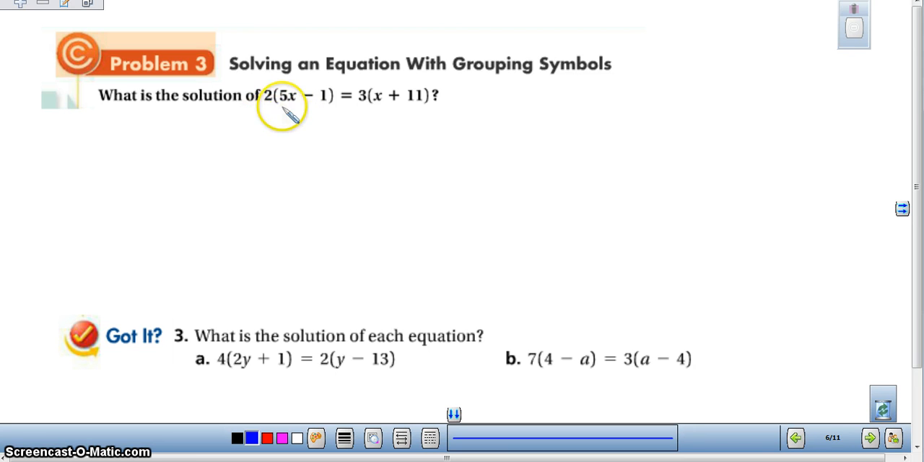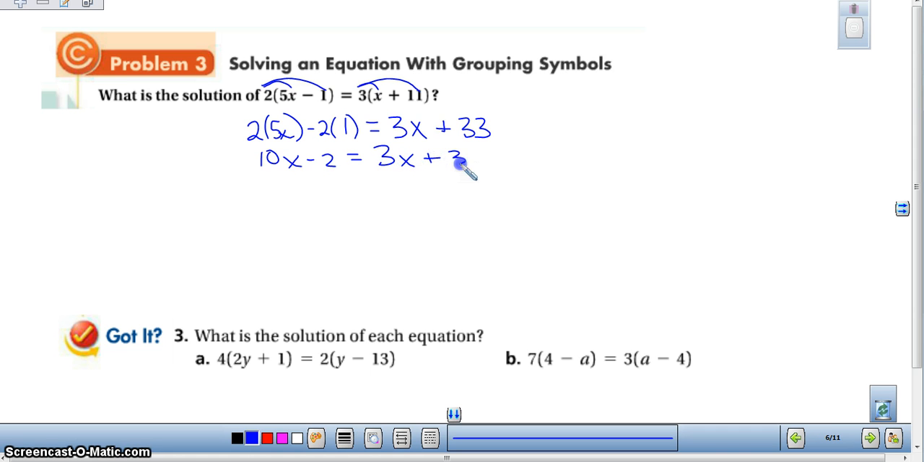What if you have the grouping symbols? The first thing we want to do is eliminate them. So if we are multiplying this out, again, some of you might be writing this step, 2 times 5x minus the 2 times 1 equals, some of you might be able to go right away to 3x plus 33. How did we get that? Remember, we're distributing the 3. So here in our first one, we end up with 10x minus 2 is equal to 3x plus 33. I need all the x's on one side. My larger x is 10x, so I'm going to subtract 3x on both sides.